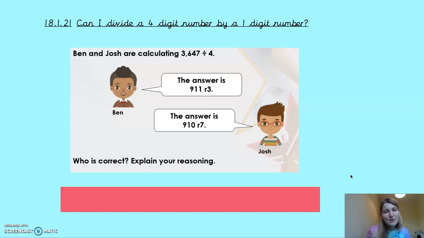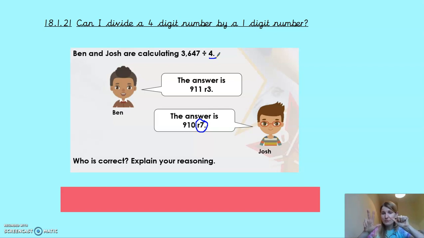Okay, did anyone spot a marvellous mistake? I'm going to circle what I think the marvellous mistake was here. How do I know Josh is wrong, guys? Well, if I think about the question, I'm dividing by 4. I'm making groups of 4. Therefore, I cannot have a remainder of 7. If I have a remainder of 7, I could make one more group of 4 out of that, couldn't I?